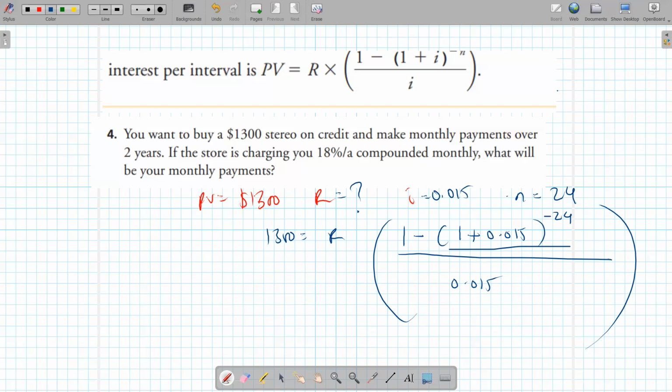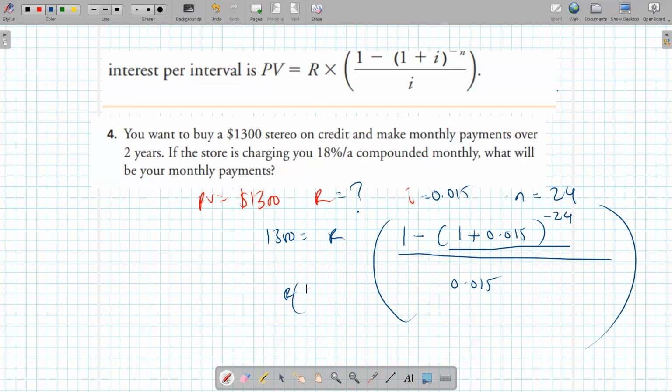Okay, I got a negative number. Oh, no, a negative number is not good, because if we get a negative number here, we're going to get R as a negative number, which is not right, okay? So 1 plus 0.015 to the power of negative 24, that is 0.6669. And then when you do 1 minus that, you get 0.3331.